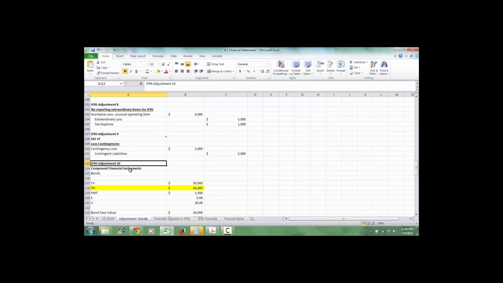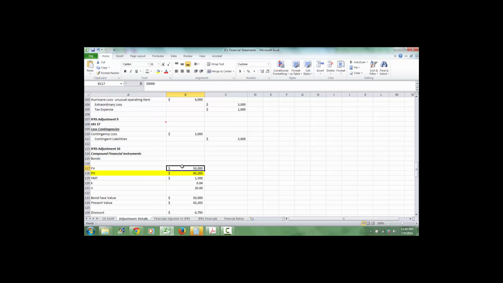IFRS Adjustment 10 talks about compound financial instruments. So basically they had a bond, and the future value of this bond's payable is $50 million. But they had to sell it at a discount because the coupon rate was less than the market rate. So I went forward, instead of using the table that they used, and I calculated this in Excel. So we took the future value of $50 million in the bonds.